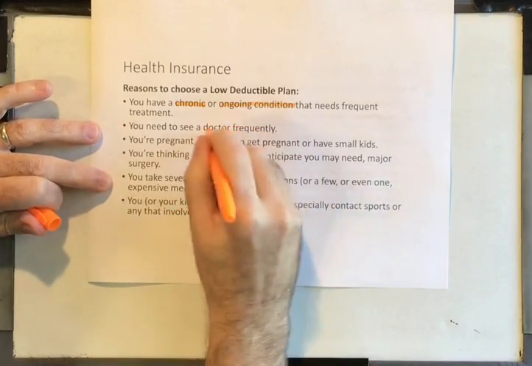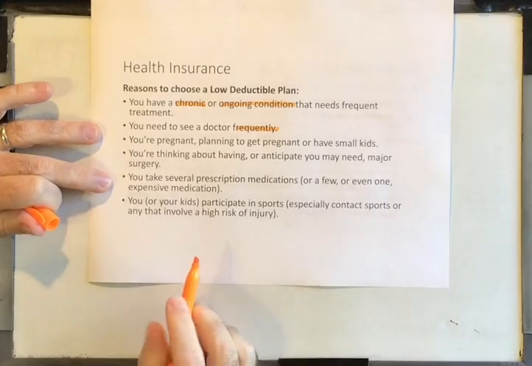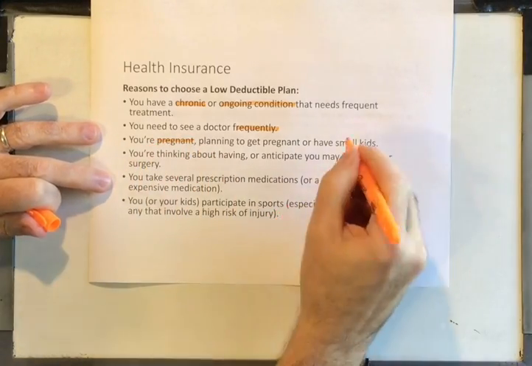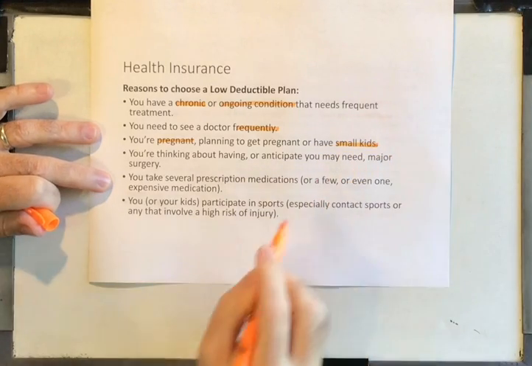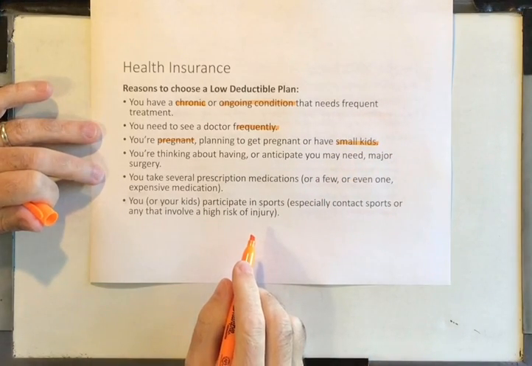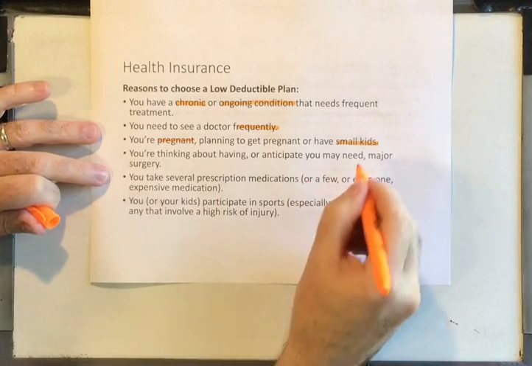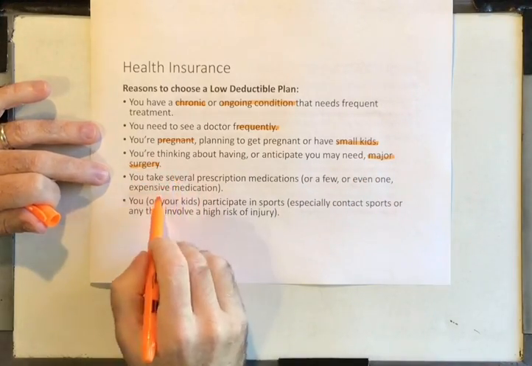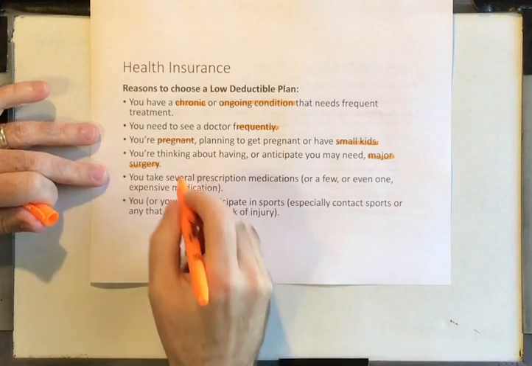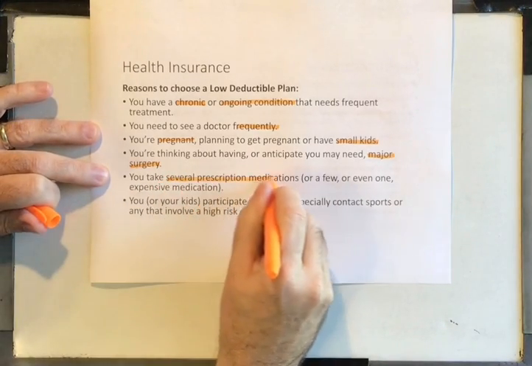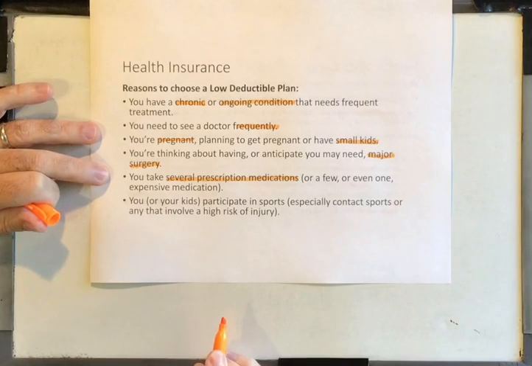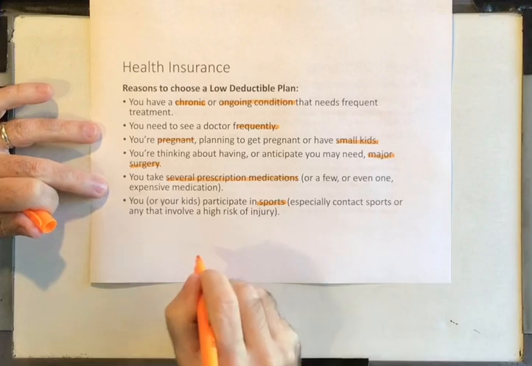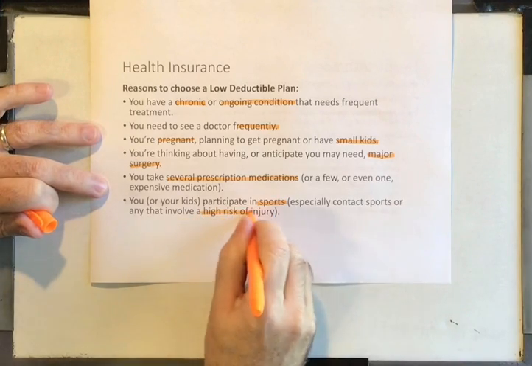You have to go to the doctor frequently. You're pregnant, which just means you're going to be going to the doctor a lot. Or if you have small kids, you might have to go to the doctor a lot. You think you might be having major surgery coming up. You take a lot of prescription medications. You participate in sports, so you have a high risk of injury.